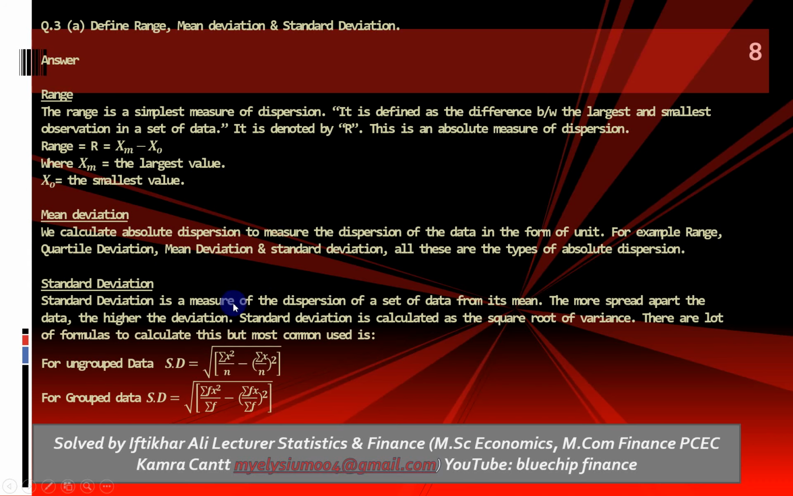Standard deviation is also a measure of dispersion, which calculates the disbursement of the data, or you can say the spread of the data or scatteredness of the data on the plot. The formula for ungrouped data, which we already used in different calculations, is given here, and for grouped data the formula is this.